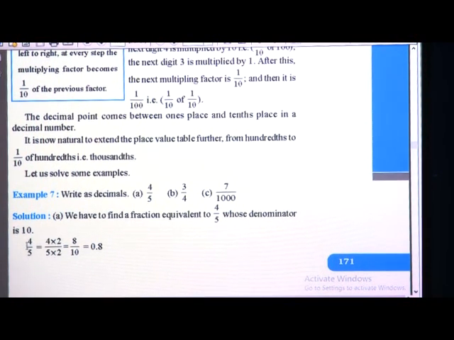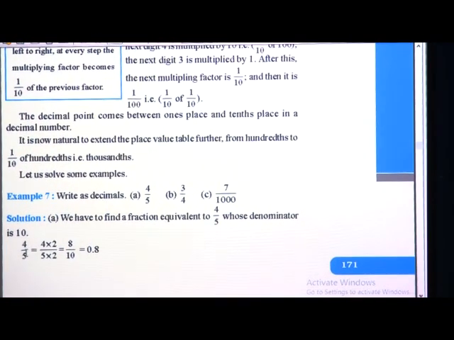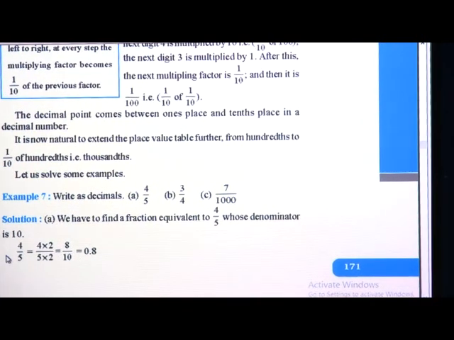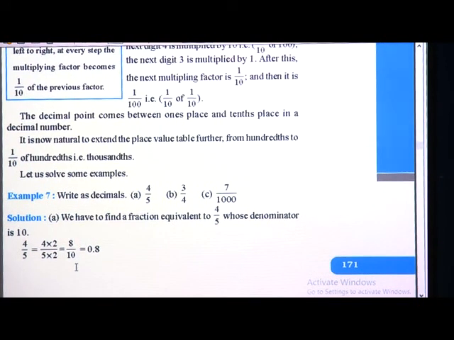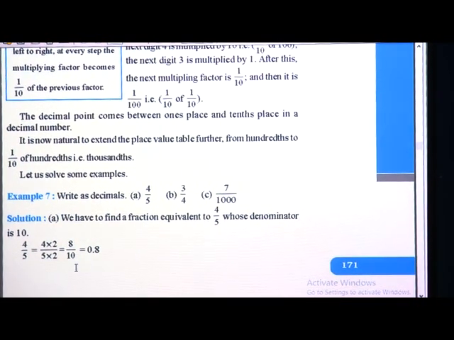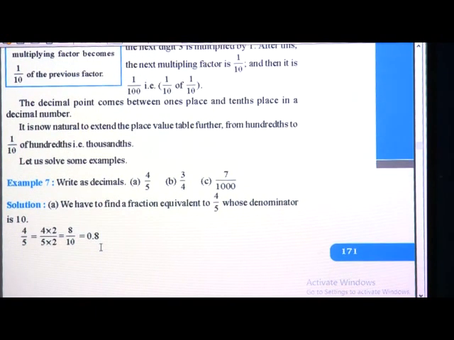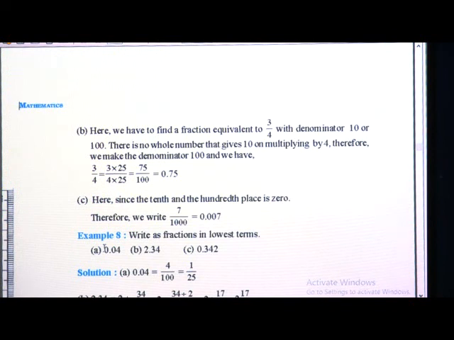4 by 5. So, we should multiply this fraction by a number to get the denominator 10. So, 4 multiplied by 2 and 5 multiplied by 2, we get 8 upon 10. In decimal notation, it is nothing but 0.8. Okay. We will see the next one.